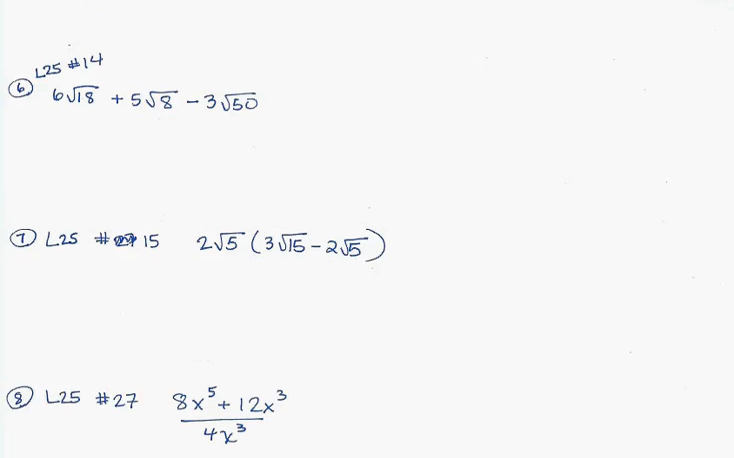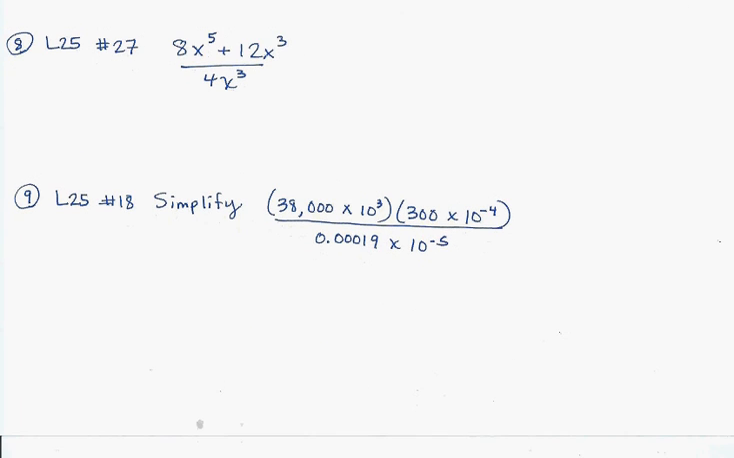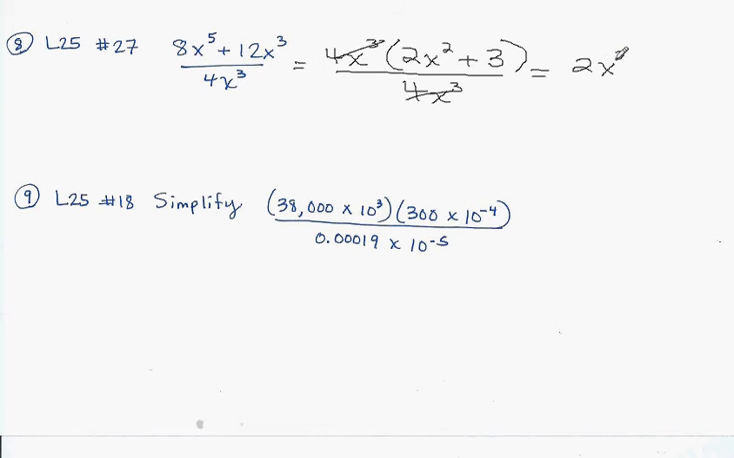Okay, here we go. Number 8, this one is simplify. So it'll say simplify. So you need to find out what you can take out of it. So I'm going to take out a 4x cubed out of the top. So we get 2x squared plus 3. And on the bottom we have a 4x cubed. These cross out, so your final answer, we did this in the whiteboard, is 2x squared plus 3.